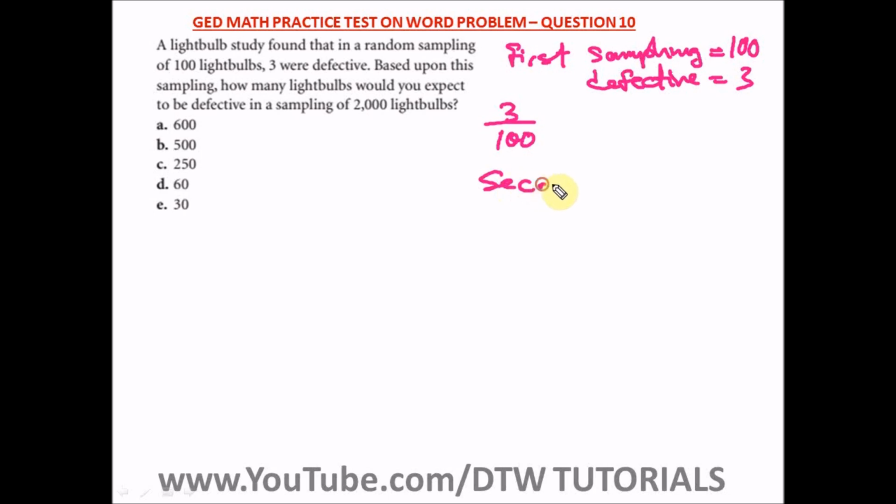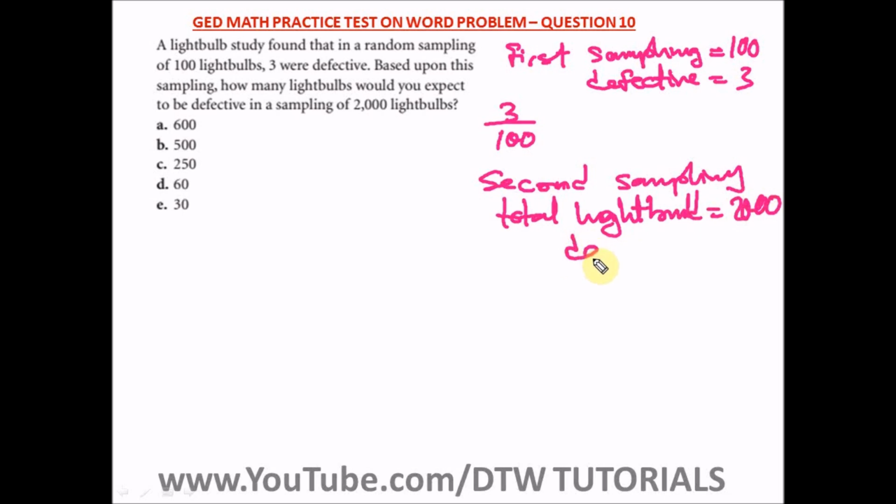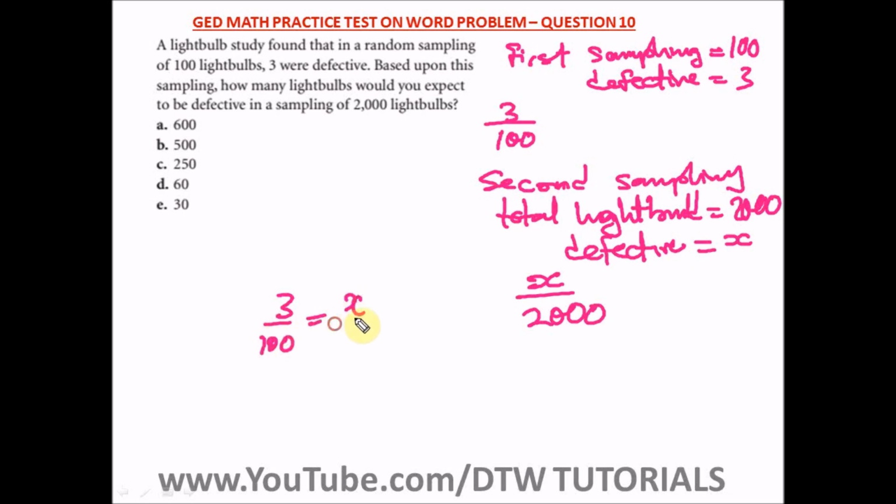Now for the second sampling, okay, we have a total light bulb of what? 2000, and we're trying to look for what? The defective ones. Okay, which we will say is equal to what? X. So this proportion will be what? X over 2000. So all we need to do is equate this so we can get our value for X. So in equating this, we have 3 over 100 equal to X over 2000. Okay, we cross multiply.